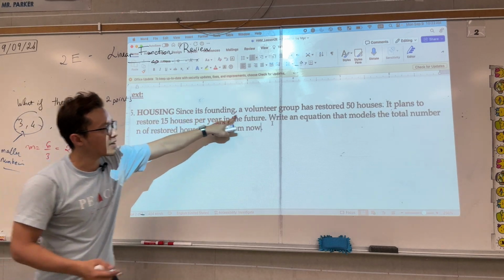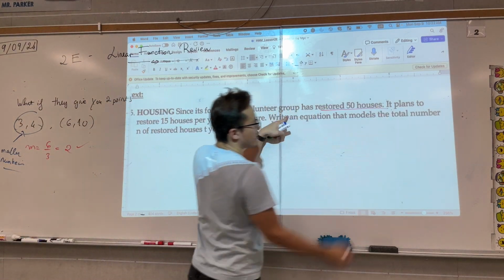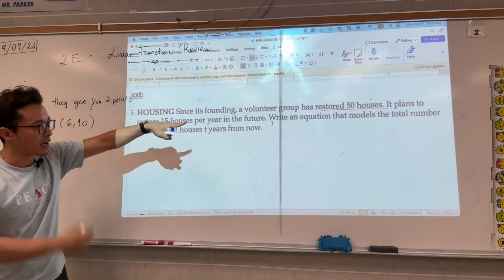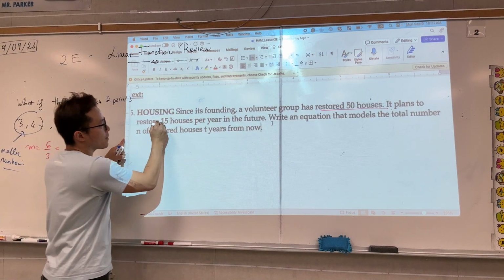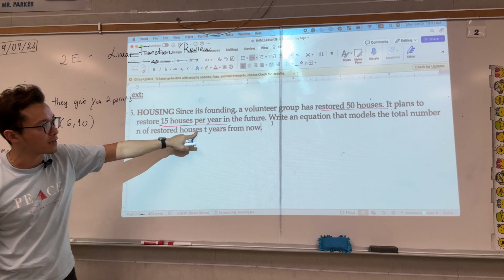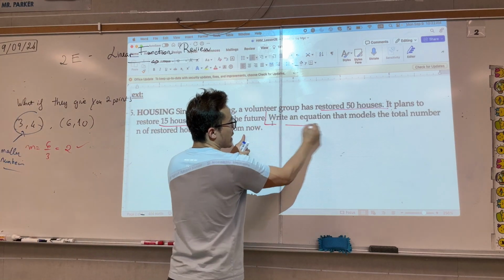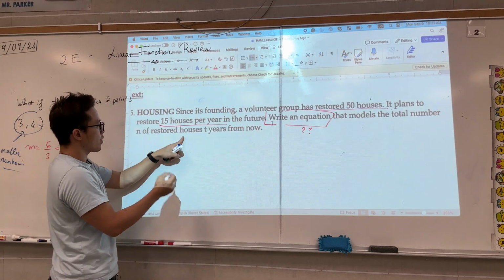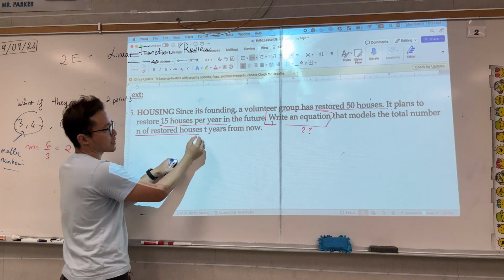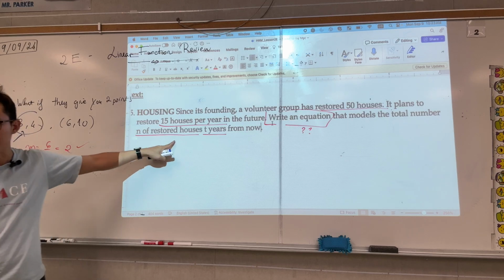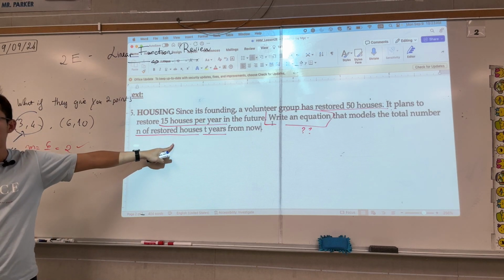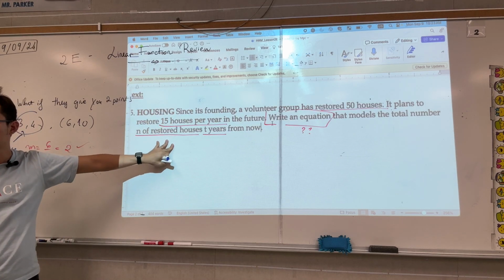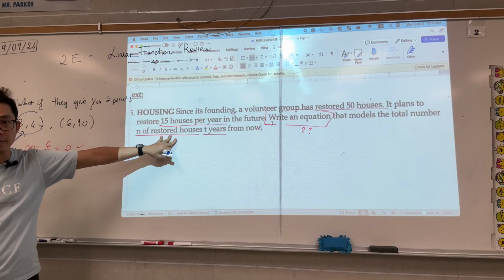So, since founding, a volunteer group has restored... okay, this is good information. That's why I underlined it. It's planned to restore 15 per year. This is very important information. Write an equation, that's what they're asking you. So I box it: model the total number to restore. N is the restored houses and T is the year. That's it. This is the important information. The rest of them, you don't need to know. So that's how you tackle the word problem.